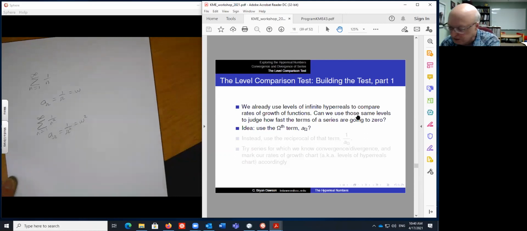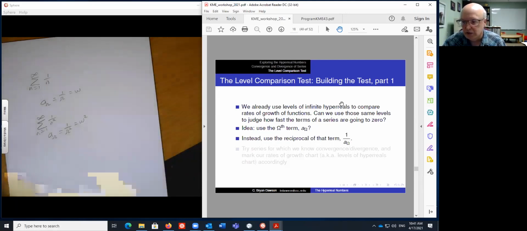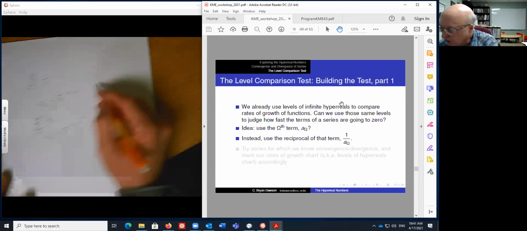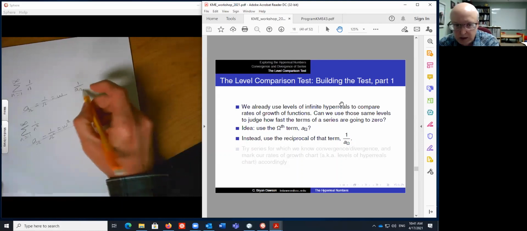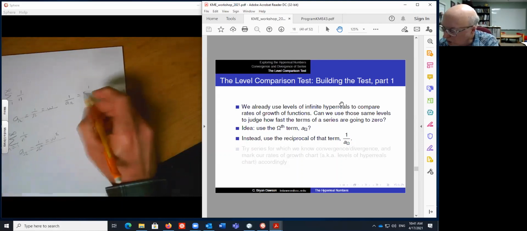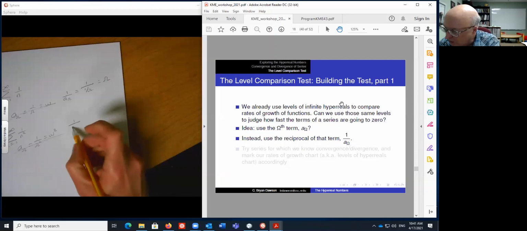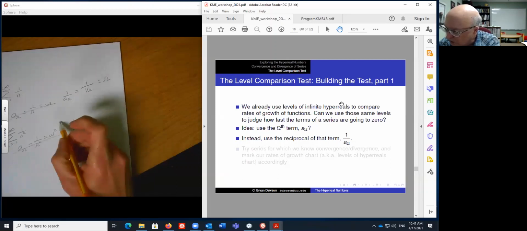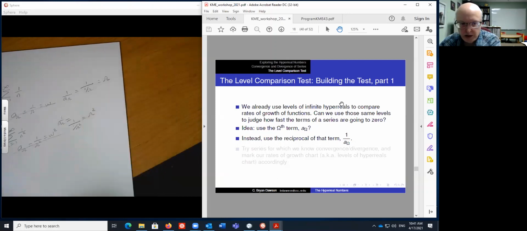That's also infinitesimal. But when we are looking at our rates of growth, we are thinking of those as your infinite levels. And so let's instead use the reciprocal of these. So instead of looking at the omega term, let's look at 1 over a sub omega. So 1 over capital omega, which is capital omega. Or this one, 1 over a sub omega, so 1 over omega squared, which is capital omega squared.